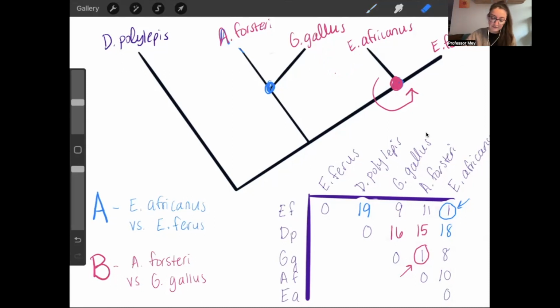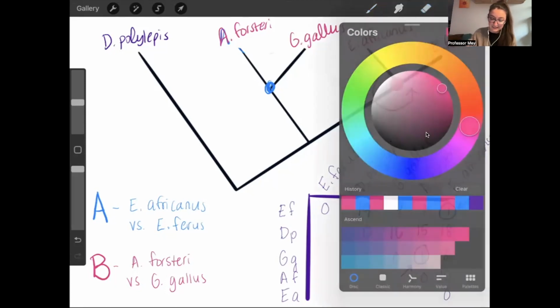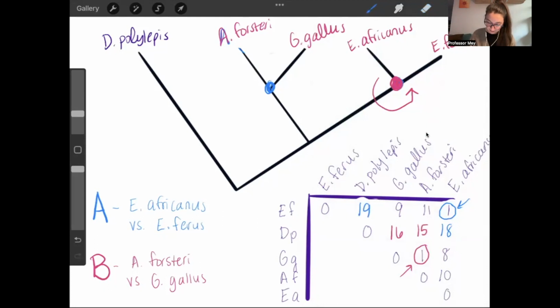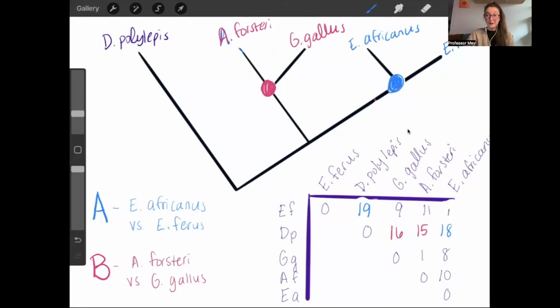You know that E. africanus and E. ferus are similar to one another because, again, the one amino acid difference at the very end here. Okay, that was actually supposed to be in blue. My apologies. Let me fix that for you. Okay, so it's fixed. Here is the final product.